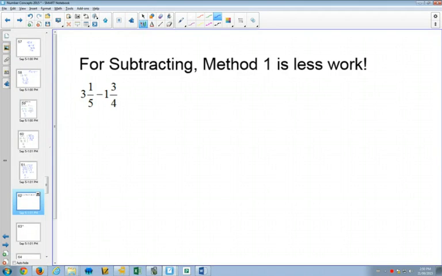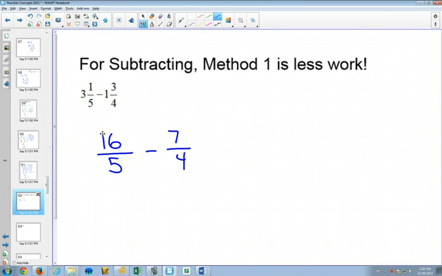So method one was where we changed things first to improper fractions. And then once we had improper fractions, then we did adding and subtracting like before, where we got a common denominator. So if I start by changing these both to improper fractions, 3 and 1/5, well, 5 times 3 is 15 plus 1. 3 and 1/5 is the same as 16 over 5. And 1 3/4, well, 1 times 4 is 4 plus 3 is 7. 1 3/4 is the same as 7 over 4.